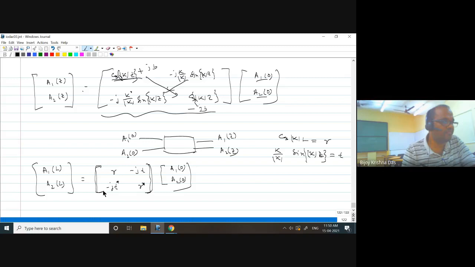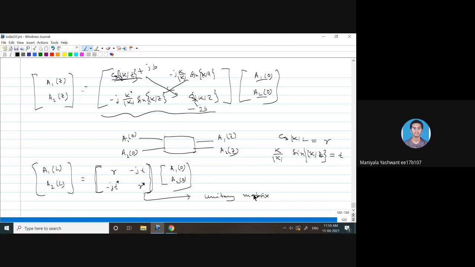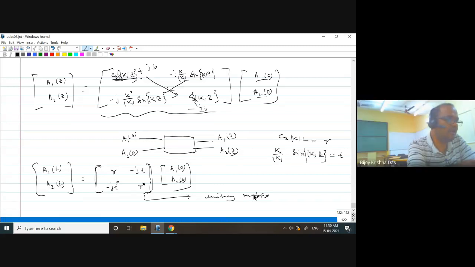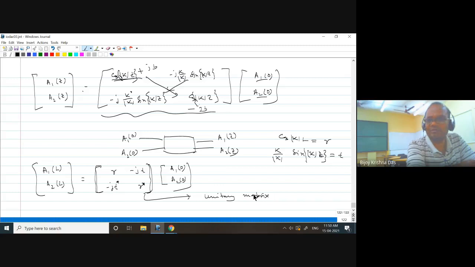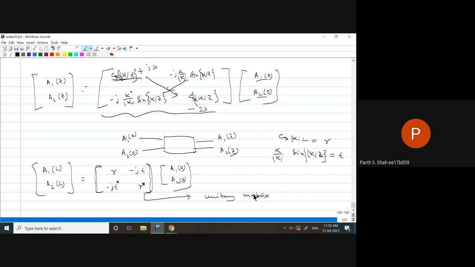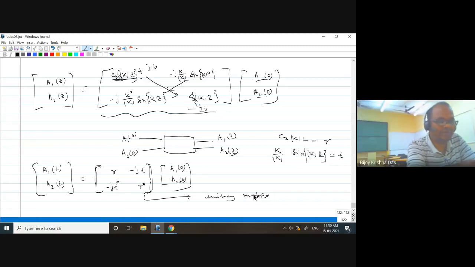Is that clear? Normally, this transfer matrix is called a unitary matrix. You know what a unitary matrix is? Anyone? A transpose equal to I. Yes. Normally, the physical meaning... A conjugate equal to I. Okay, I want the physical interpretation of a unitary matrix. Time reversal symmetry. Yeah, so time reversal symmetry.